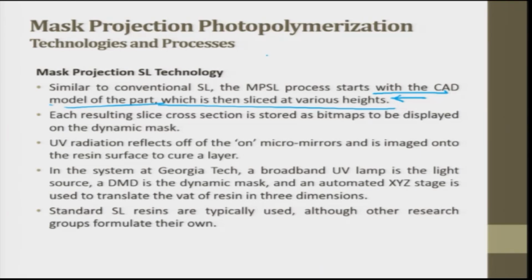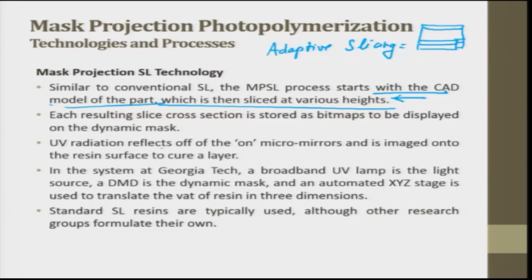Today we talk about a technique called adaptive slicing, wherein you can have a slice like this, slice like this, slice like this, slice like this. So this is adaptive slicing, layers of varying height. Each resulting slice cross section is stored as a bitmap to be displayed on the dynamic mask.